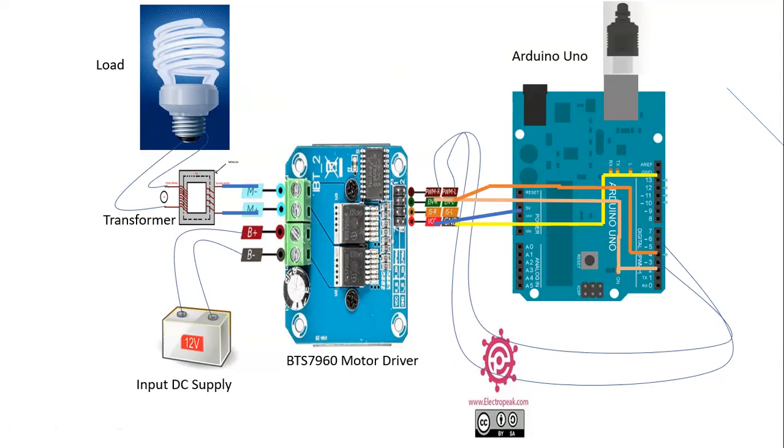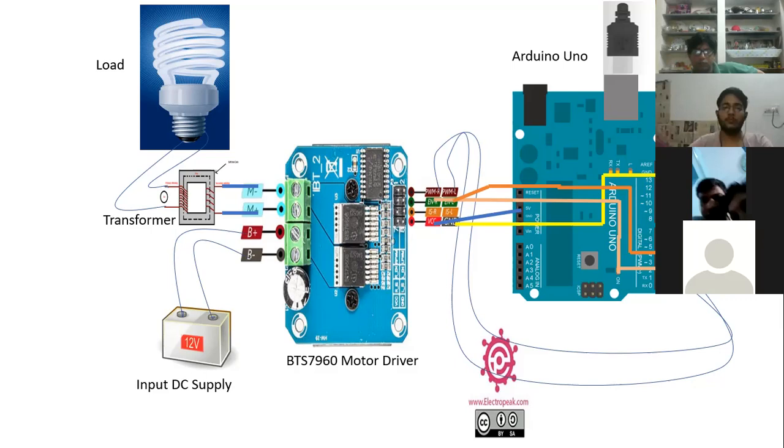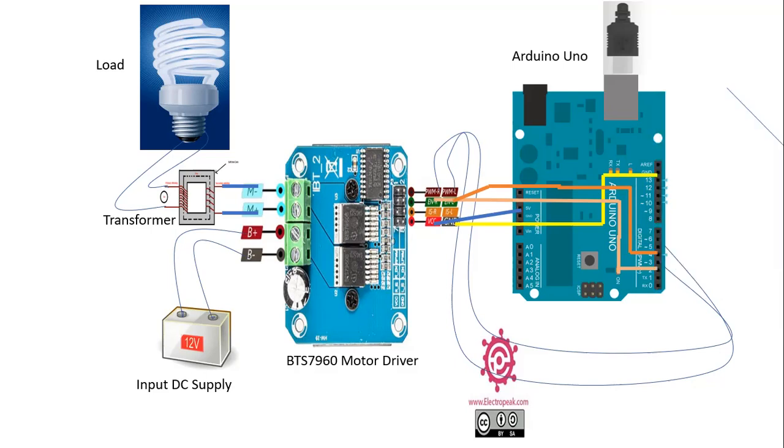Now in this motor driver, the input DC supply, which is 12 volt given here, is connected to B plus and B minus, and we get the output AC supply through the M plus and M minus pins, which is connected to the transformer, and the other end of the transformer is connected to the load. This is the overall connection that we have used in this project.